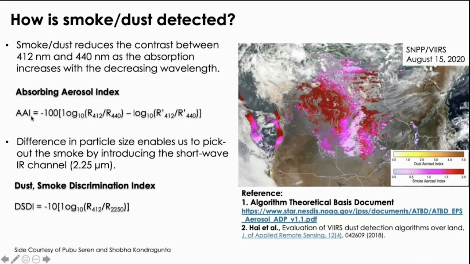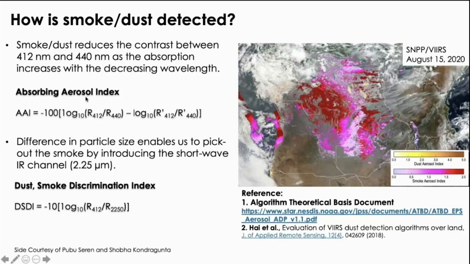When the value of this AAI is positive, it means there are absorbing aerosols present in the image. But both dust and smoke can be absorbing, so alone this will not help you distinguish between smoke and dust. It will help you distinguish between absorbing and non-absorbing types of particles. So there is another parameter calculated, called the smoke dust discrimination index. This is based on another figure which I showed earlier, the ratio of the 412 to 2.2 micron channel, because again, dust responds to 2.1, whereas smoke is transparent to the 2.2 micron channel. Again, it is on a logarithmic scale, defined in the very same way as AAI.